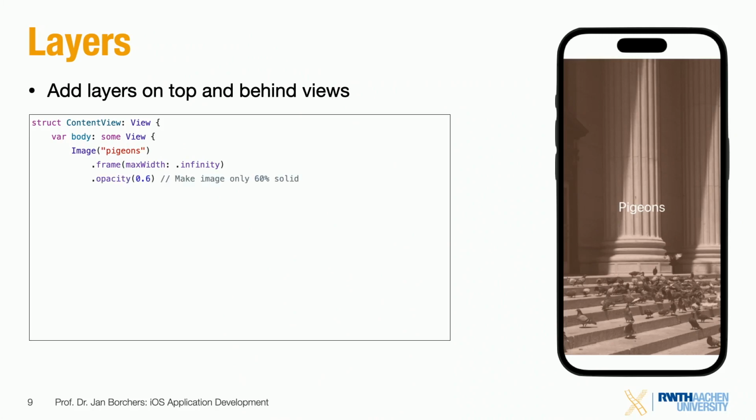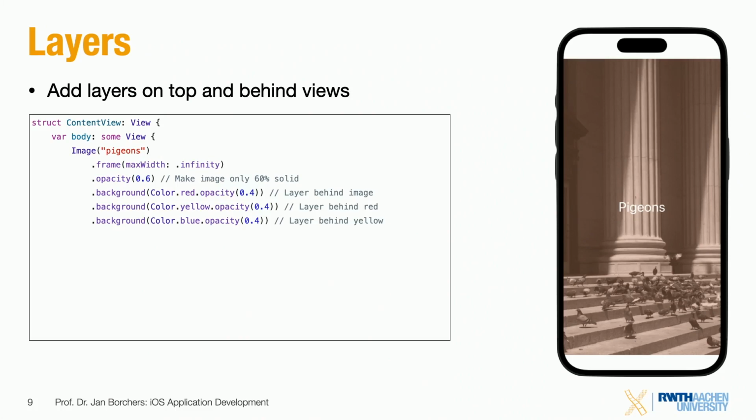We want limited opacity, so make it a little bit less than fully solid. And we might want a little bit of a background layer behind that image, right? So as you may remember from last time, background is actually not just setting a color, it's actually a separate layer. So that's how this picture gets this red tint, right? And now, another one behind the red is a yellow one, and we can put another one behind this with a blue color.